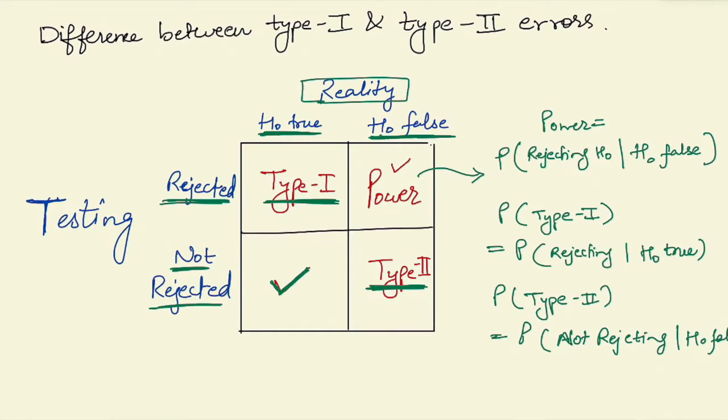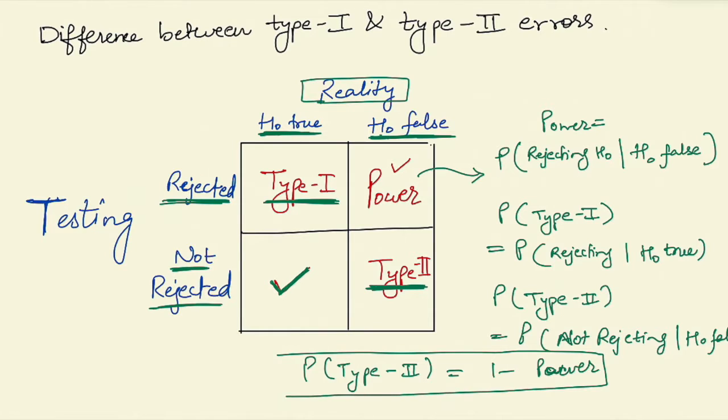So you can clearly see that the probability of type 2 error is 1 minus power, because for the case when h0 is false, there are only two possible cases. Either we can reject it, which we call power, or we can't reject it, which we call type 2 error, and hence the probabilities should sum to 1.